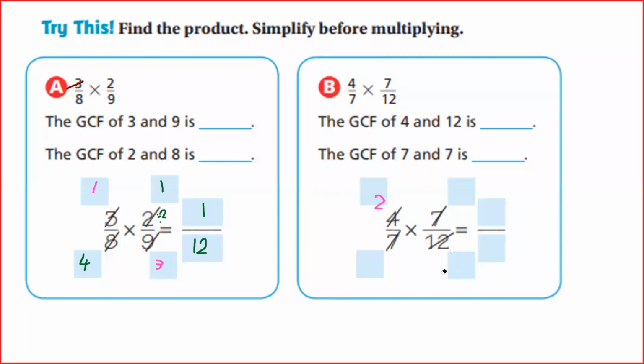Here, look at 2 and 6. Can you simplify them more? Yes. 2 divided by 2 is 1. And 6 divided by 2 is 3. Thank you, Jana. Now 7 and 7.